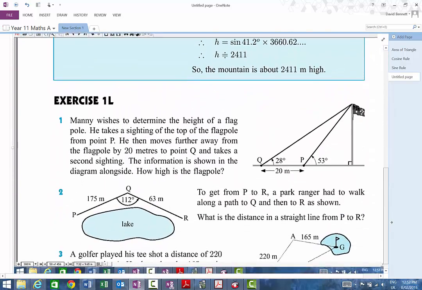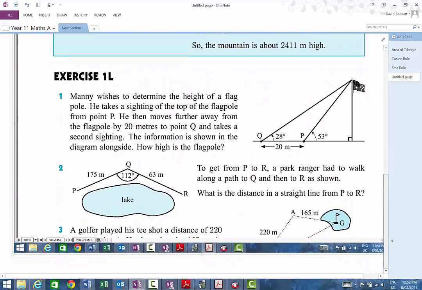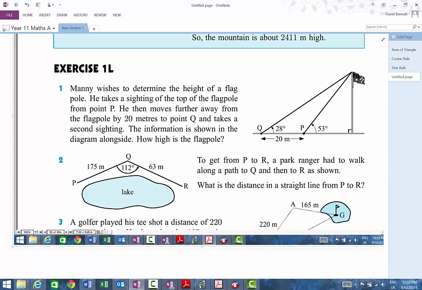So if we go to the exercise, we'll just do the first one maybe. Manny wishes to determine the height of the flagpole. She takes a sighting from the flagpole from point P, and then she moves further away from the flagpole by 20 metres to Q and takes a second sighting. The information is shown in the diagram alongside. How high is the flagpole? Alright, so that's our diagram that we've got there that we need to use.